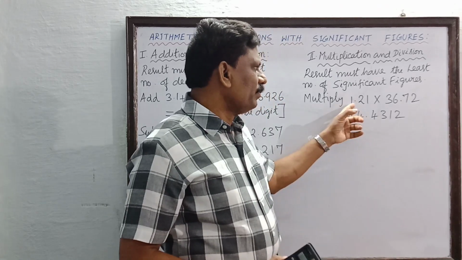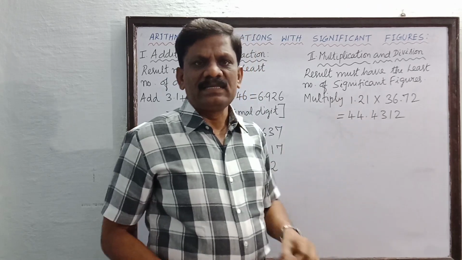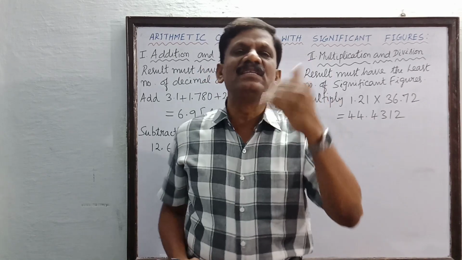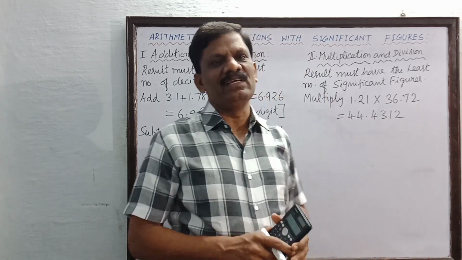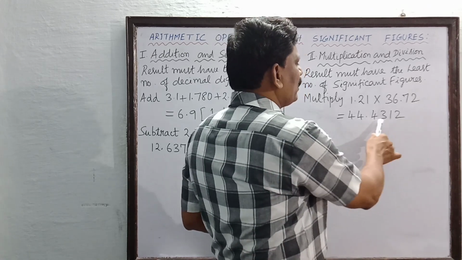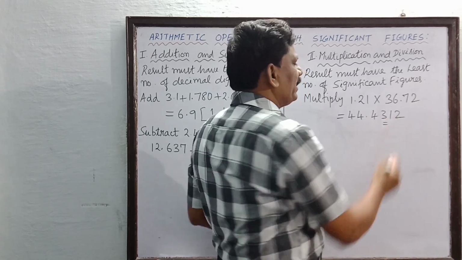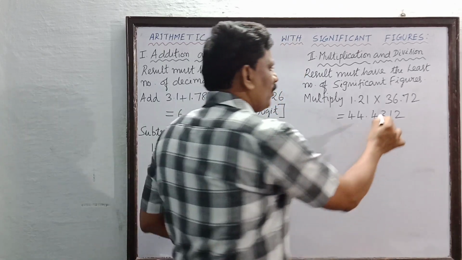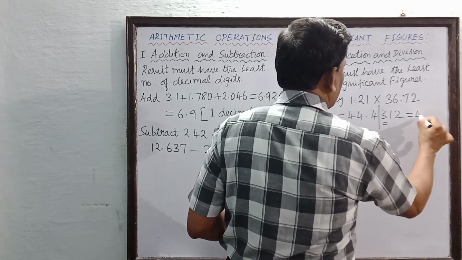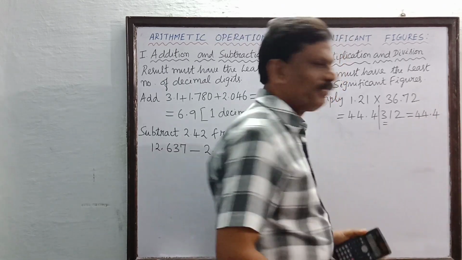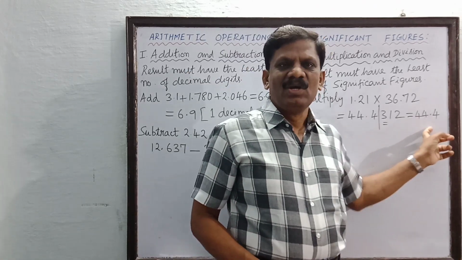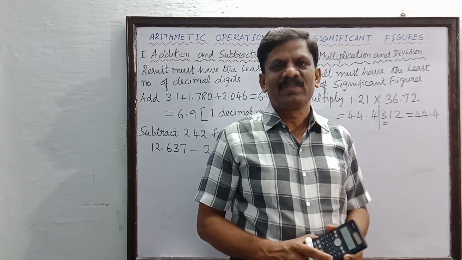But 1.21 has only 3 significant figures, and the answer is having 6. We have to reduce this to 3 significant figures only. Understand? So I go to the fourth significant figure. This number is less than 5. Therefore I can drop all the numbers beyond this 4. So the answer must be equal to 44.4. This number has how many significant figures? Only 3 significant figures.